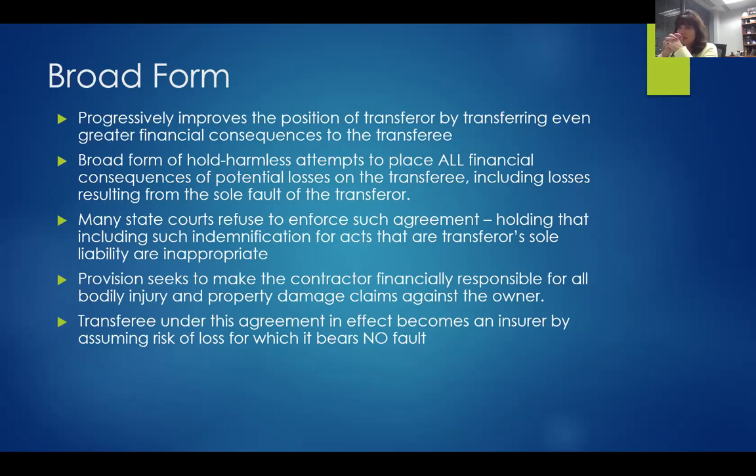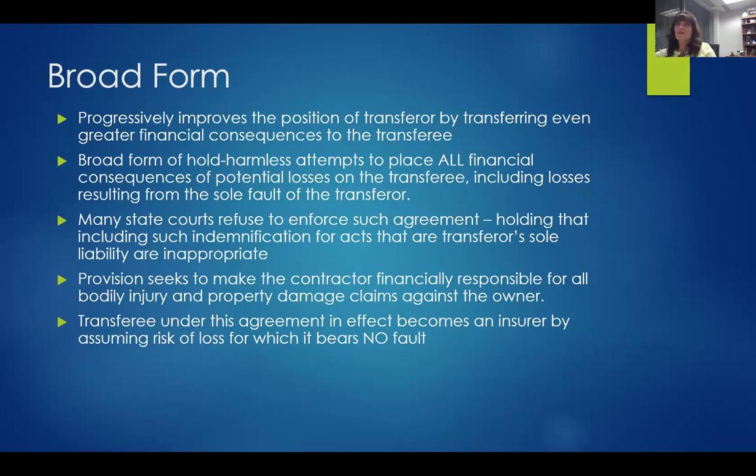The provision seeks to make the contractor financially responsible for all bodily injury, property damage, and claims against the owner. That's what the broad form does. So you are trying to make your contractor fully responsible for everything, even if it is solely your own fault or your employee's fault. The transferee under this agreement in effect becomes the insurer. By being willing to take on everything, they're essentially saying, I'm going to insure you for any loss, even if I have no fault in that particular incident, which is a little bit difficult to accept, like I said, in some courts, but that's the broadest.